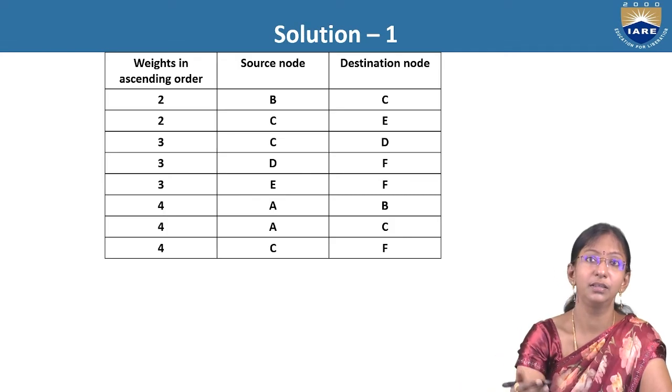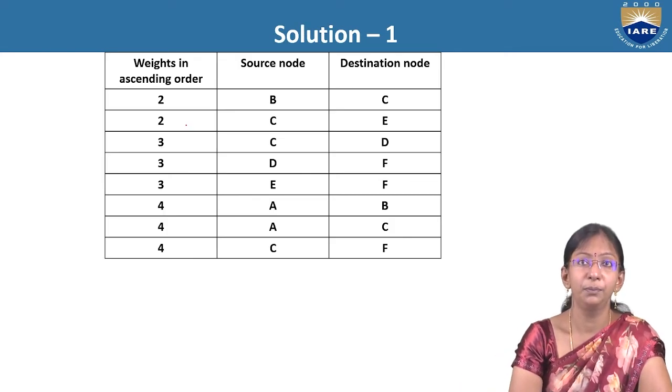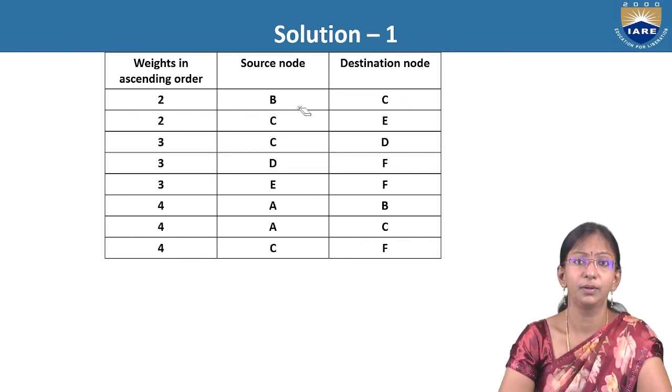Right. This is the table. So minimum weight is 2, source node is B, destination node is C, right? So mark an entry into it. Now let's start constructing the same.